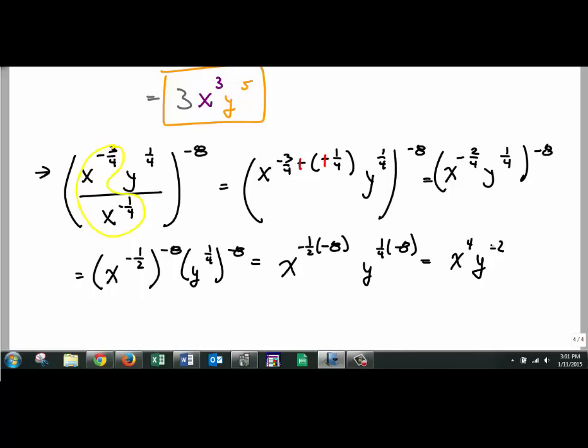Now if you're not good with your fractions, grab your calculator. I will not leave this answer as is. You couldn't sleep at night if you did, because you never leave negative exponents. So I have x to the 4th over y squared as my solution. So even though they're really ugly, start with your basic rules of simplification and work from there.